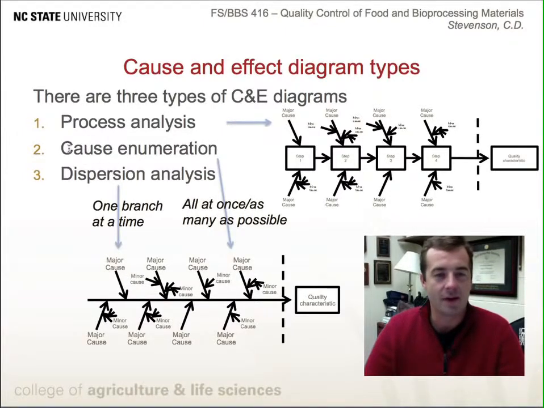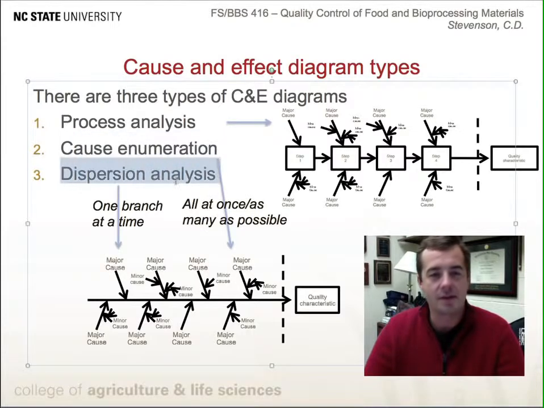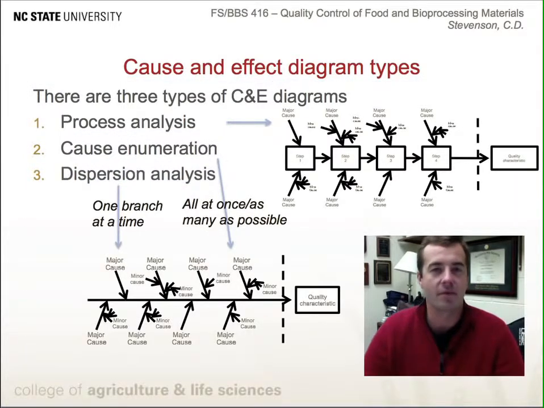The reason the cause enumeration and the dispersion analysis types of cause and effect diagrams are different is just that the approach is different.